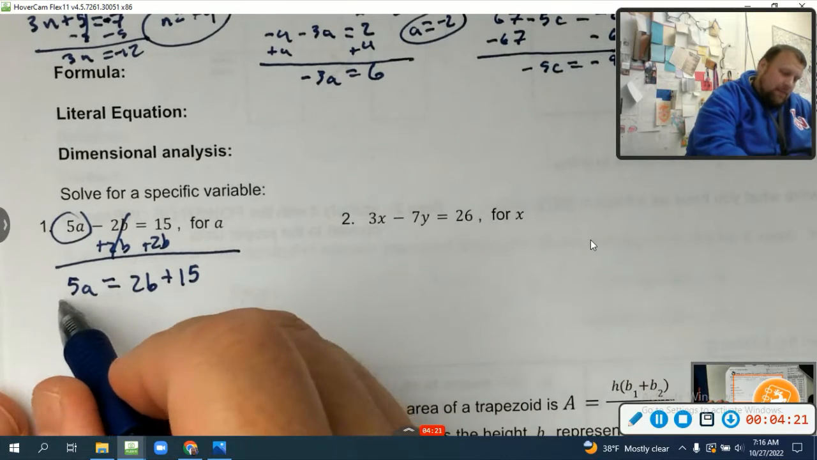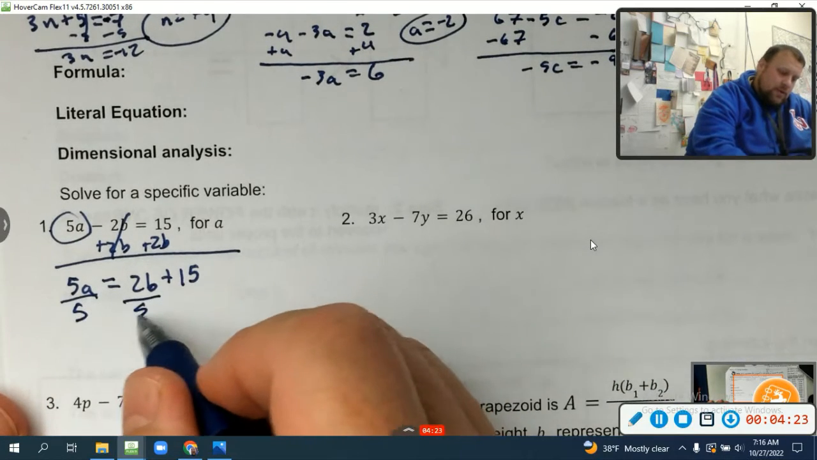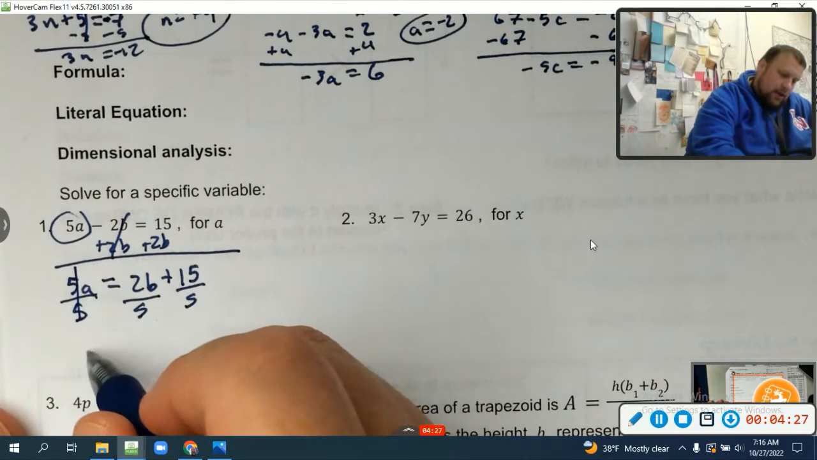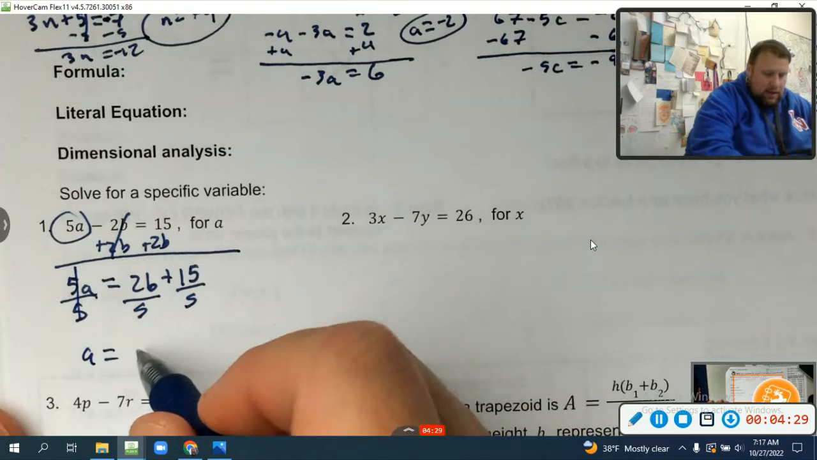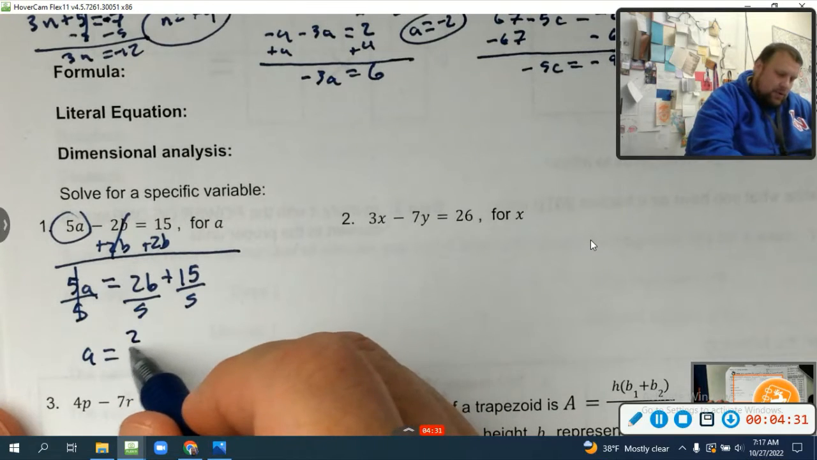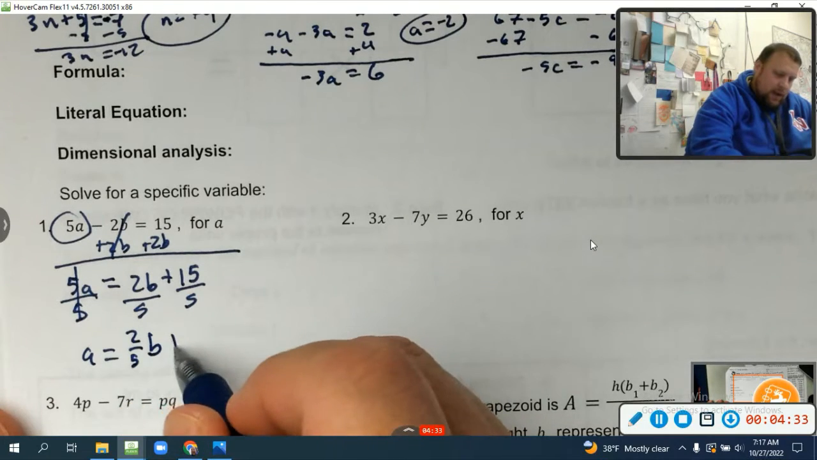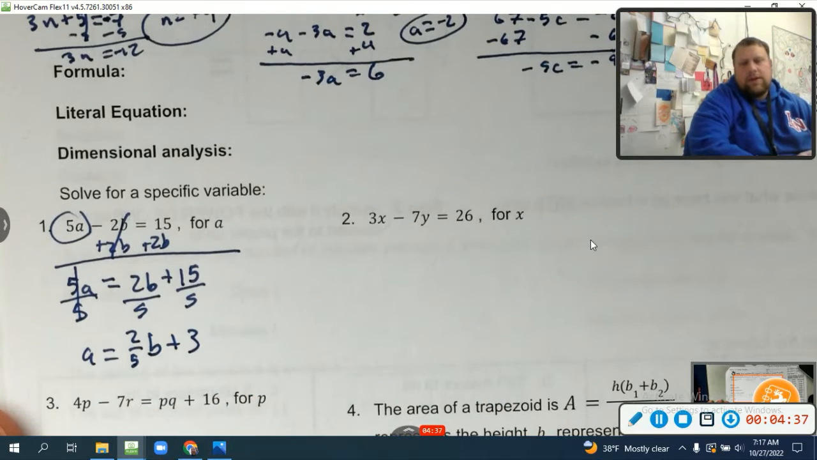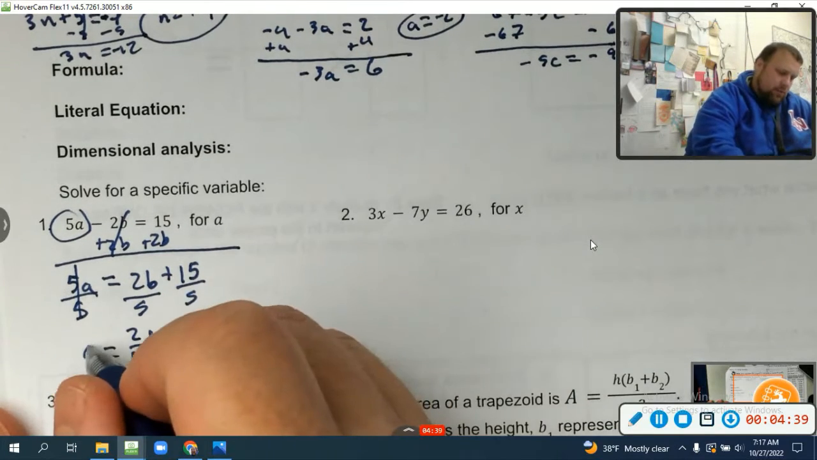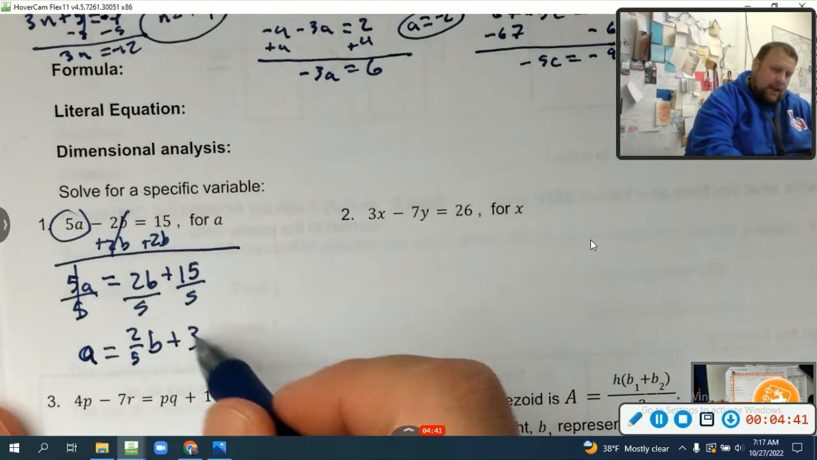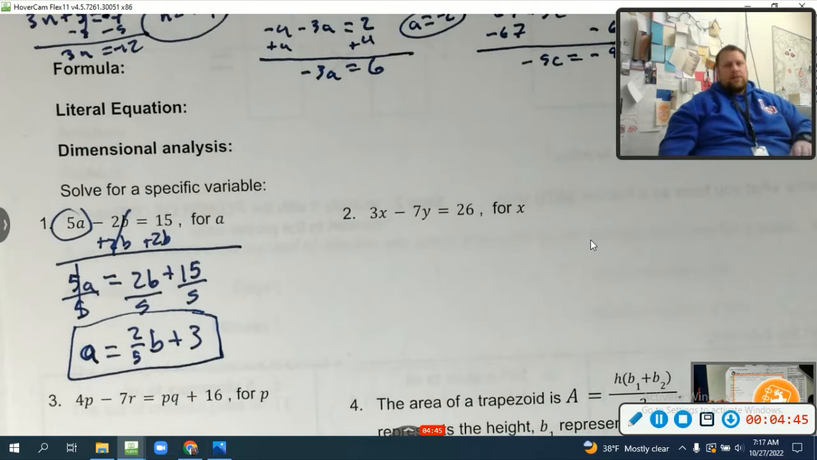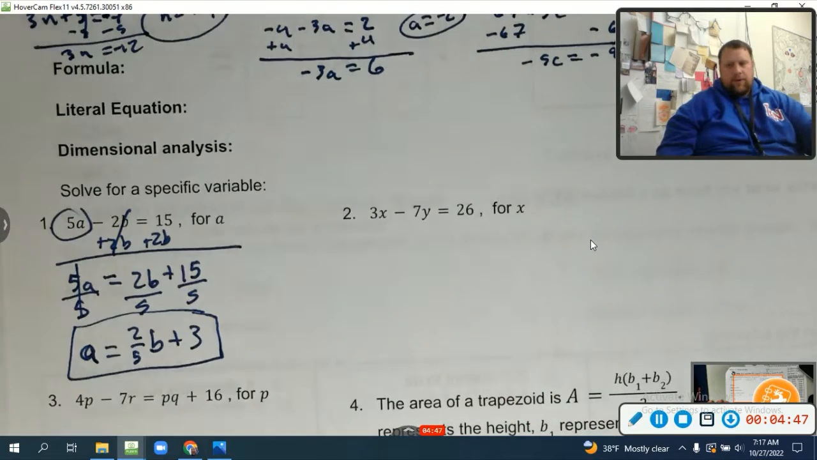Now I'm going to divide by 5, and I'm going to distribute this division because I know 5 goes into 15, and I want to do that. So I end up with a equals, now it depends on how you want to write it. I like to pull the 2/5 out, 2/5 b plus 15 divided by 5 is 3. I have a reason for that. It has to do with the y equals mx plus b slope-intercept form, but we'll talk about that later. So here we go. Take a minute, pause it, try to solve for x. Ready, set, go.